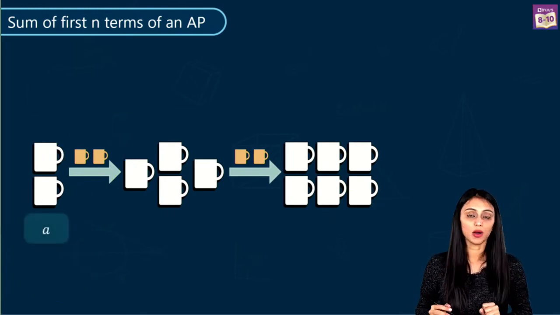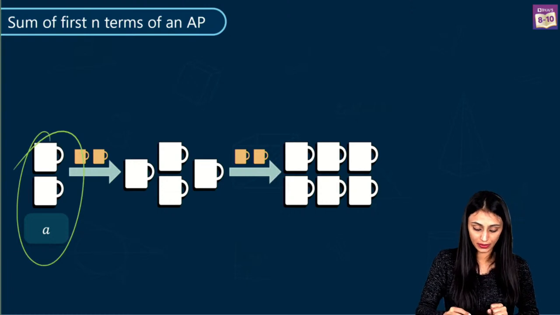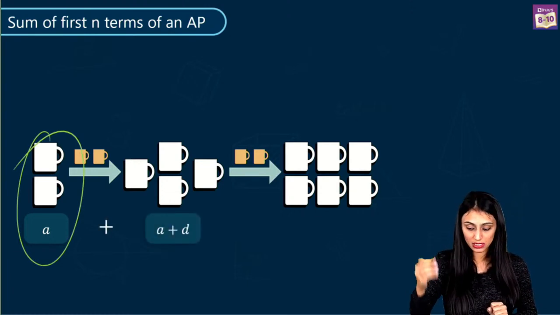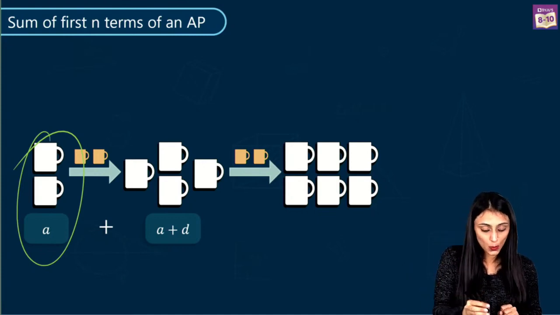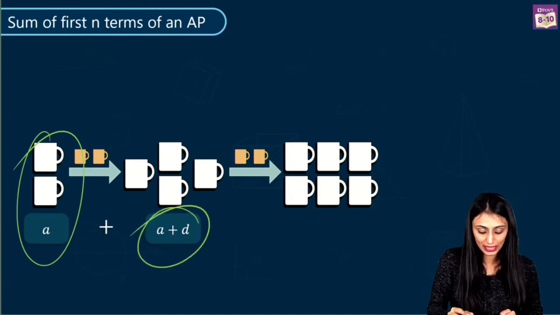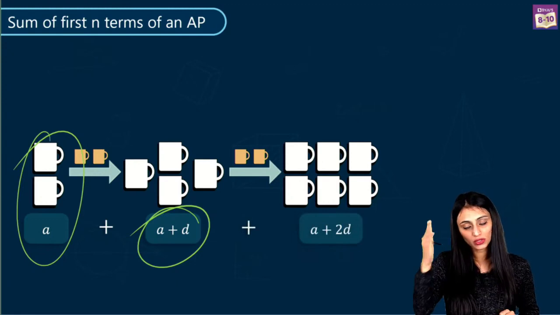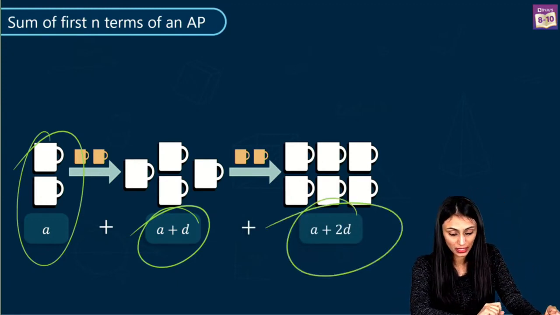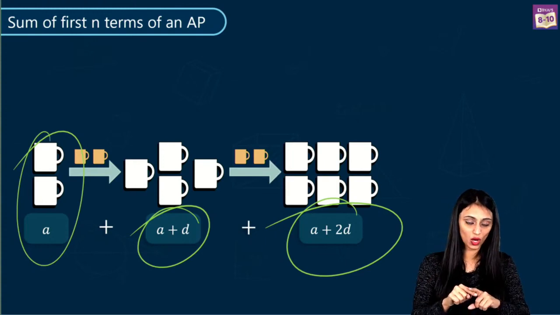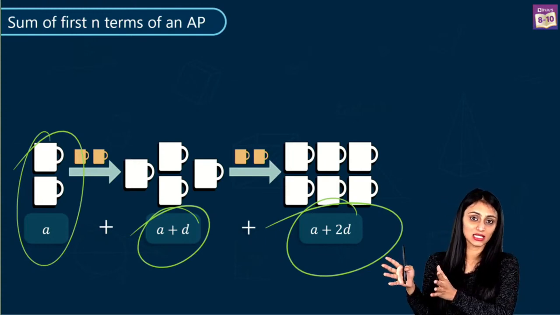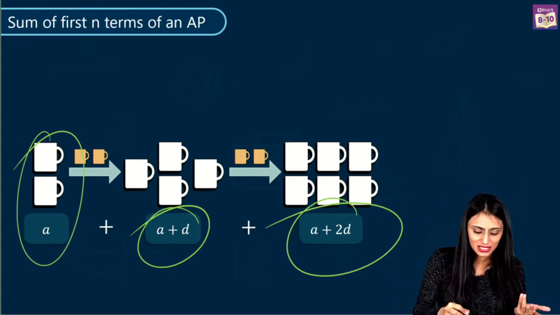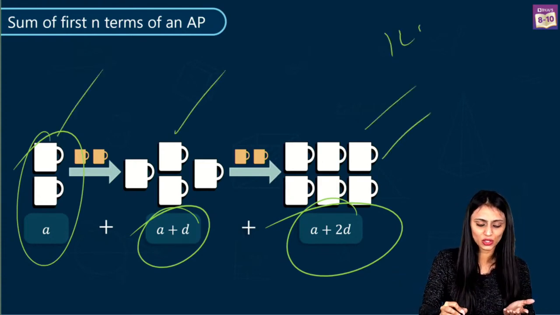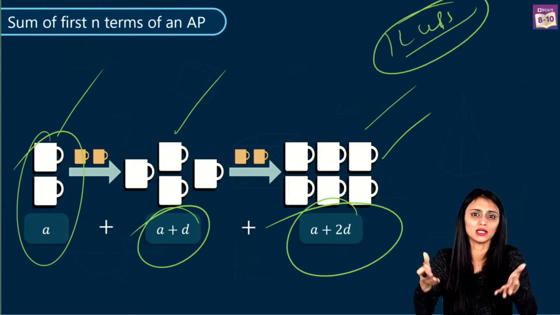As I said, this is our first term. On the first day, to get the number of cups on the second day, that means the second term, we simply add the common difference to it. We get a plus d. To get the number of cups on the third day, we can write this as a plus 2d, right? So the total number of cups in all would be equal to the sum of all the cups that he has made in all the 3 days. It's very simple to find it out. 2 cups, 4 cups, 6 cups, 6 plus 6. You would say, ma'am, that's simple, 12 cups, we will add it up and tell you.